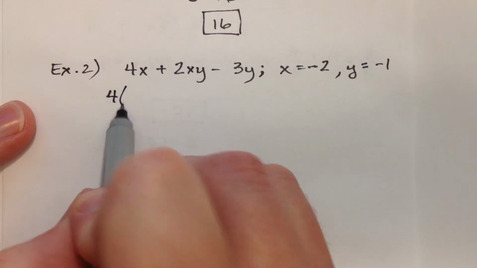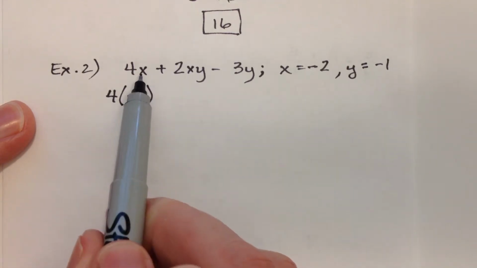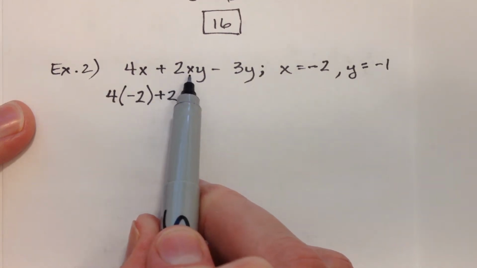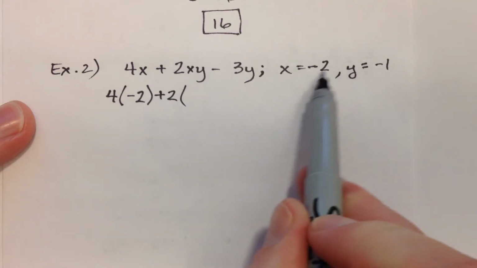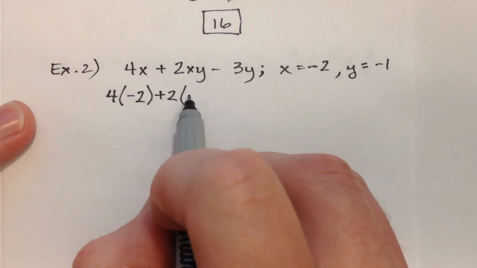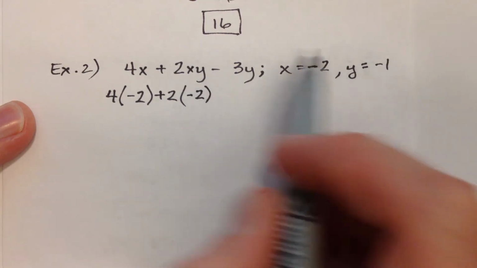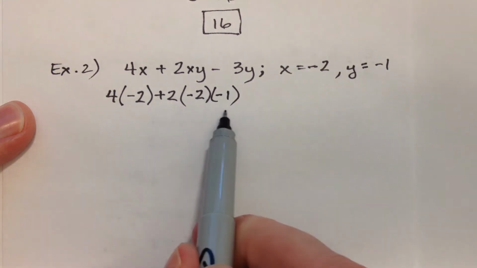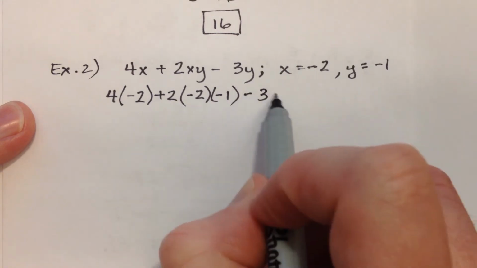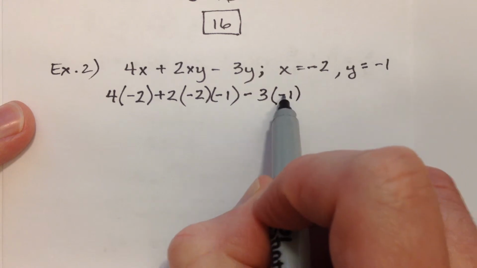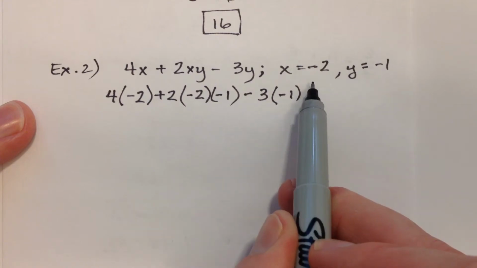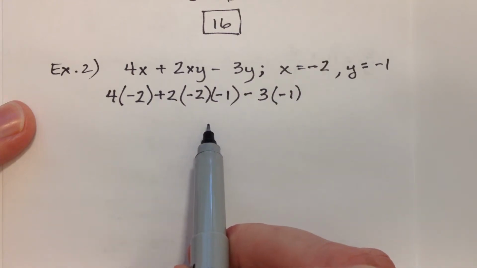So I'll have 4 parentheses negative 2, since that's my value for x, plus 2 times, and actually here we have 2 times x times y, so I'm going to need to make sure I use all these values and put them each in parentheses respectively. So this x gets a negative 2, this y gets a negative 1, and each one goes in parentheses, denoting that we're going to multiply all of these together. Minus 3 times y, and the value of y again is negative 1, and again the negative 1 goes in parentheses. I can't stress enough that when you substitute values into these variables, you must use parentheses.